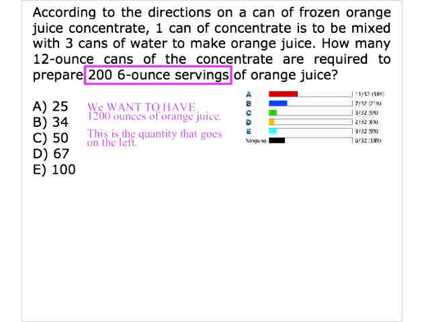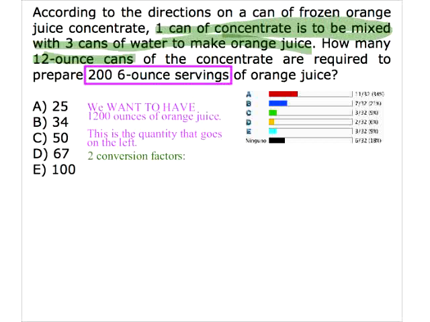So then everything else is conversions. So you have to be a little bit more careful here. And if you picked B, it means you're not being careful. This is not a conversion of 1 to 3, and that's what's important to realize. But 12 ounces to a can is also a conversion factor. So you have two conversion factors. The first conversion factor is that 1 can of concentrate makes 4 cans of juice, not 3.